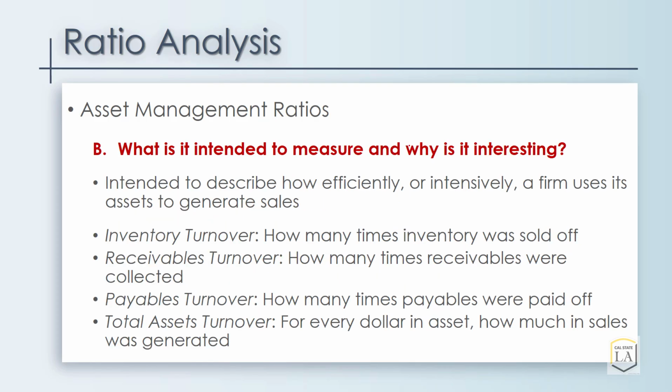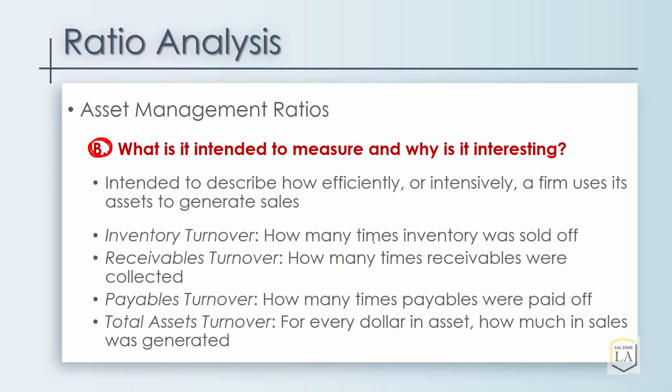So it's probably more important to understand what each ratio is trying to measure. These are intended to describe how efficiently or intensively a firm is using its assets to generate sales. If you are not really familiar with the name turnover, it's probably better to understand it as a cycle. So it's inventory cycle, receivable cycle, payable cycle, and also asset cycle.